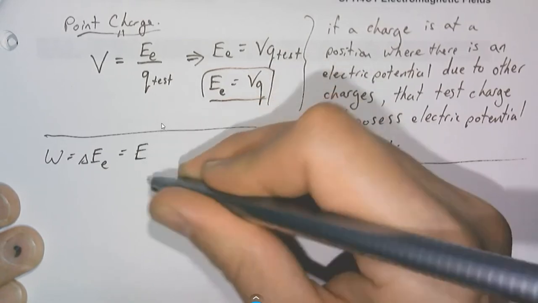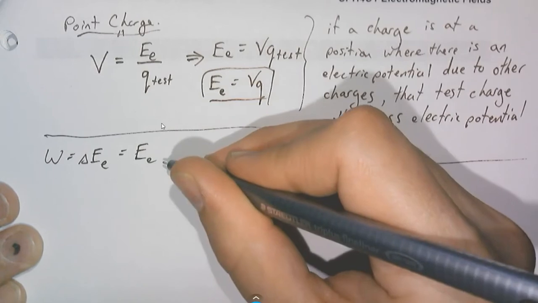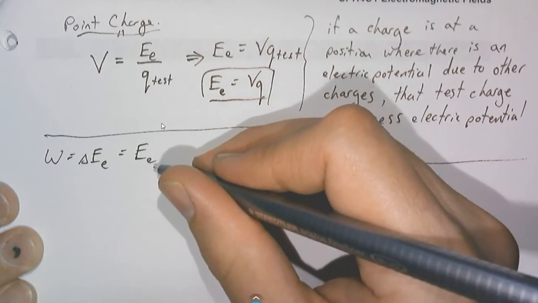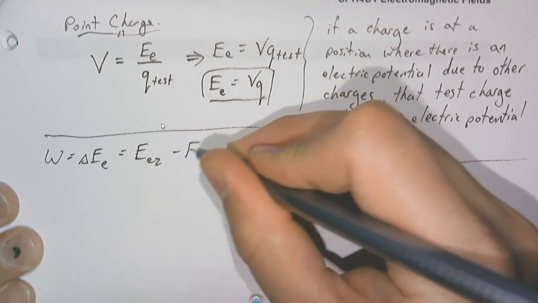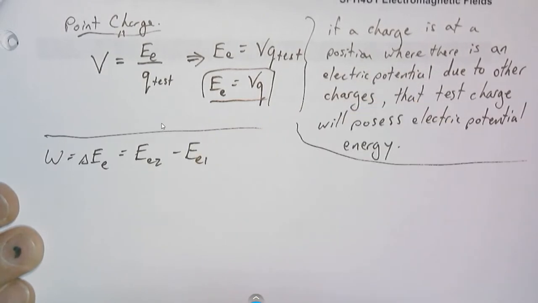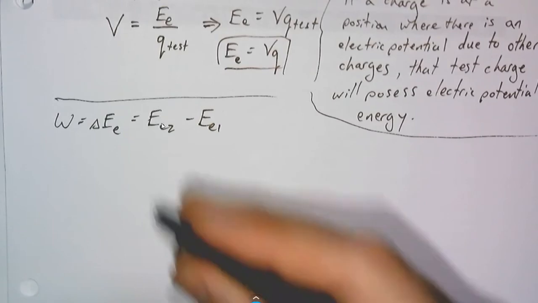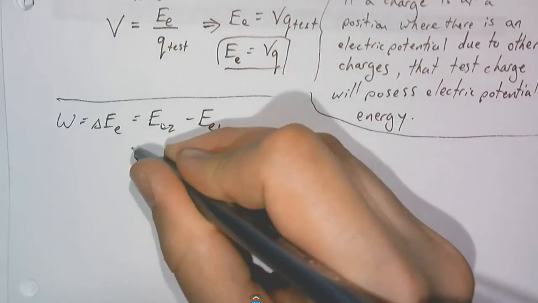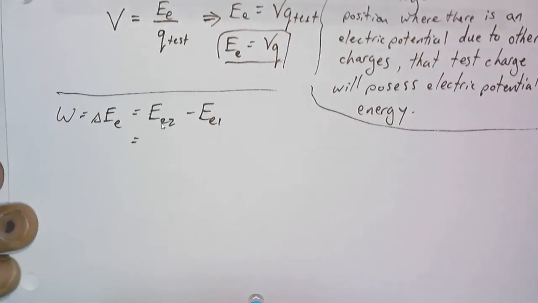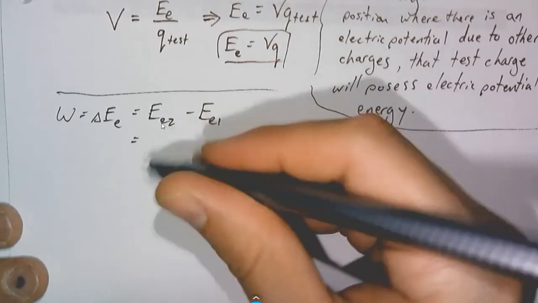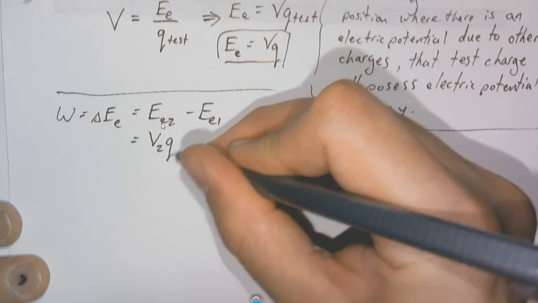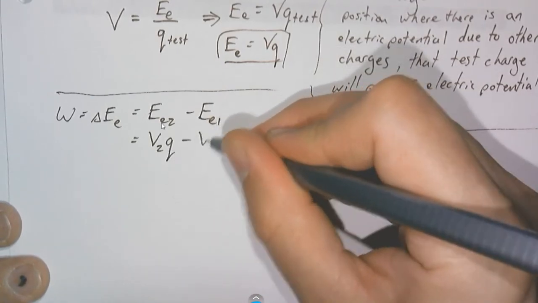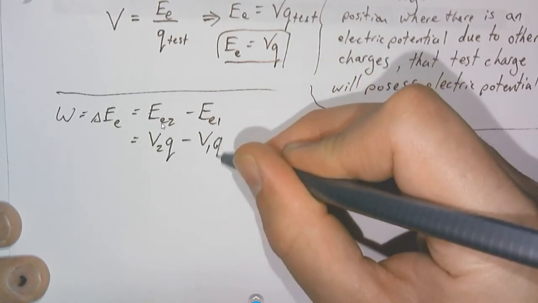We said electric potential energy at, I'm going to switch, I won't use A's and B's this time, I'll just say electric potential energy at position 2 minus electric potential energy at position 1. And using this new equation that we just came up with for electric potential energy involving electric potential and charge, we could say that could be turned into V2 times the test charge minus V1 times the test charge.